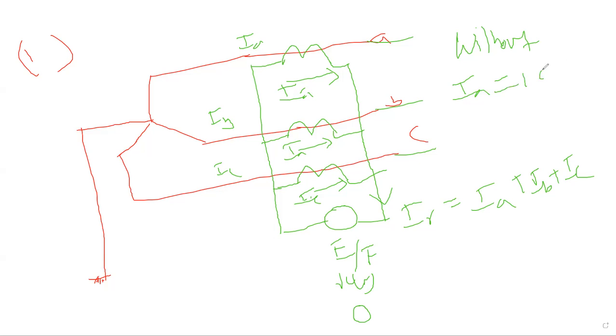For example, IA will be 10 ampere at 0 degrees, IB will be 10 ampere at 120 degrees, IC will be 10 ampere at 240 degrees. So if you sum all this up, it will be 0. Try this. Do you have any calculator? If you have, then you can sum this up in complex mode.